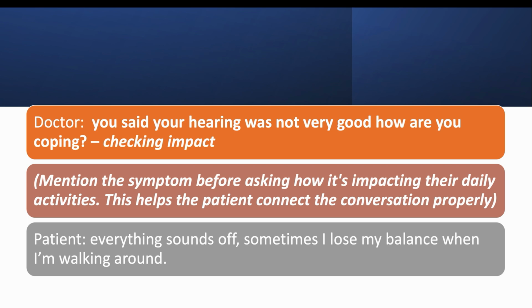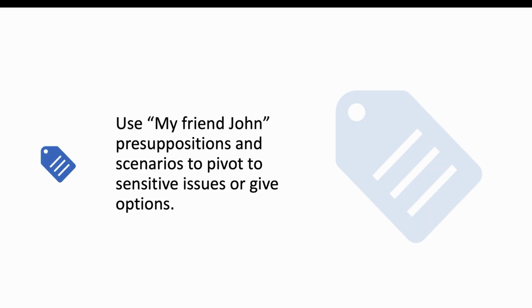In these two examples, we've been able to cover how to ask ideas, concerns, and expectation questions as well as impact questions. These are the ingredients that you need at the end of a consultation to formulate a management plan. Very crucial. Let's move on to the third example. How to use presuppositions and scenarios to pivot to sensitive issues or give options. This is famously called my friend John scenarios. Let's look at some examples.